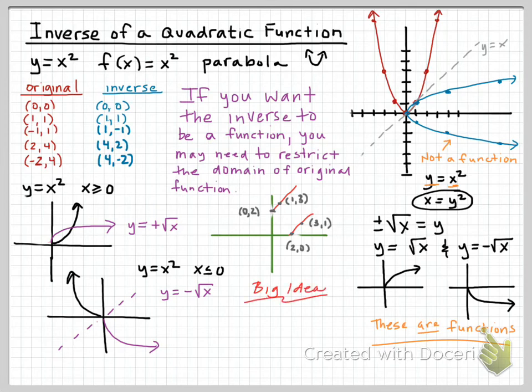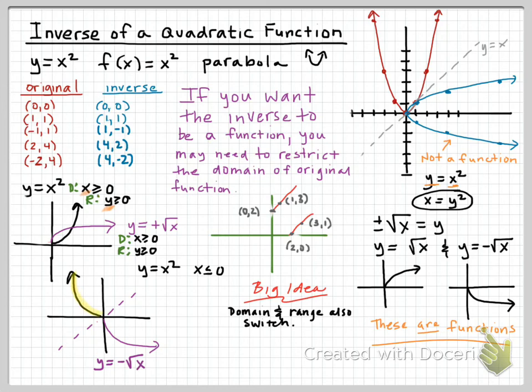One big idea that comes out of this is that the domain and range of the original function also switch. That's an easy way for me to know which piece of the graph I'm going to get. For example, if I look at the domain and range of the original function where I only graph the right side of the parabola, x greater than or equal to 0 and y greater than or equal to 0, that will switch, and I'll get x greater than or equal to 0 and y greater than or equal to 0 in the square root function.